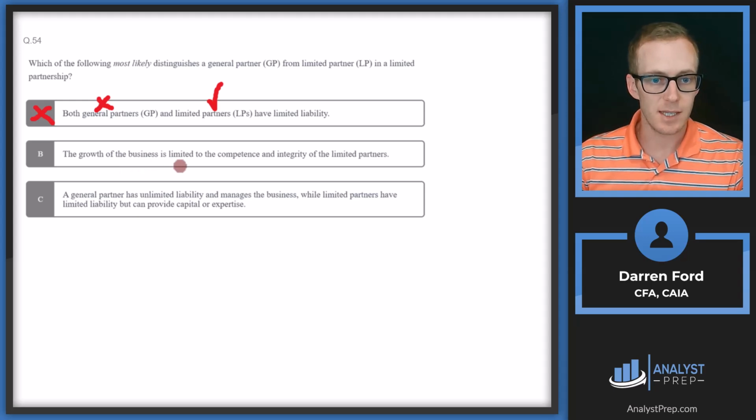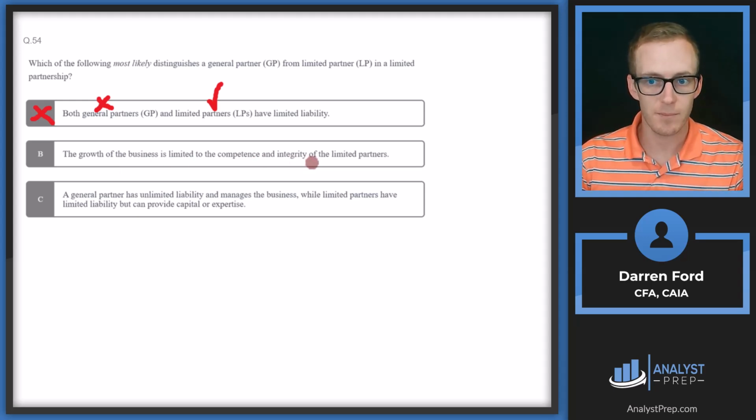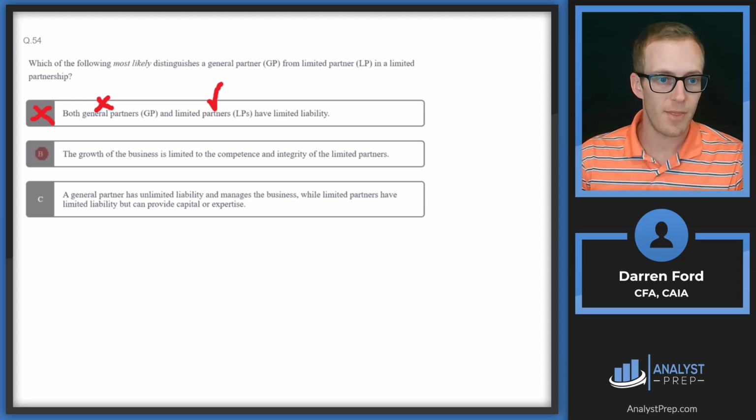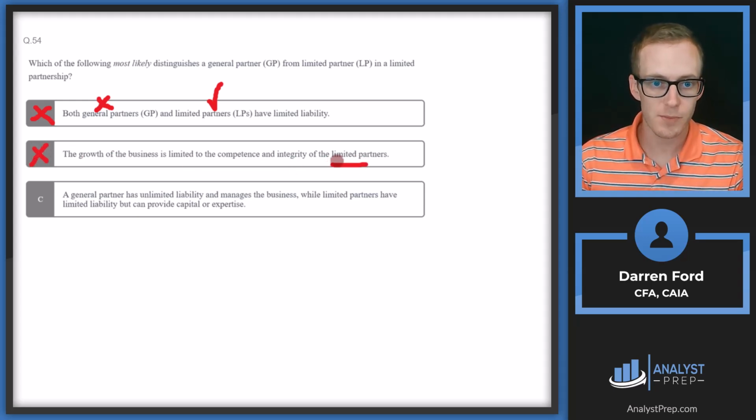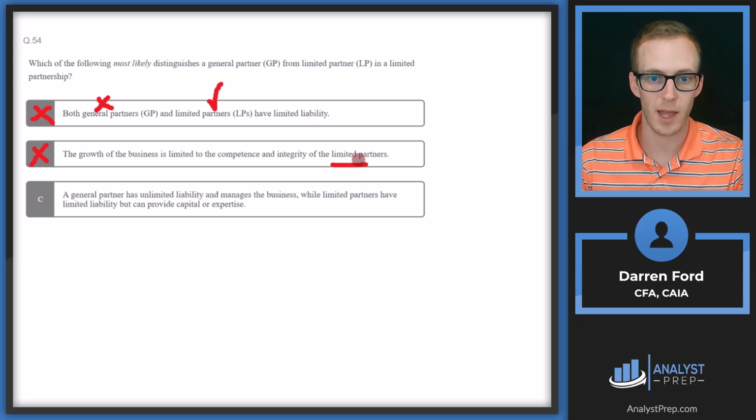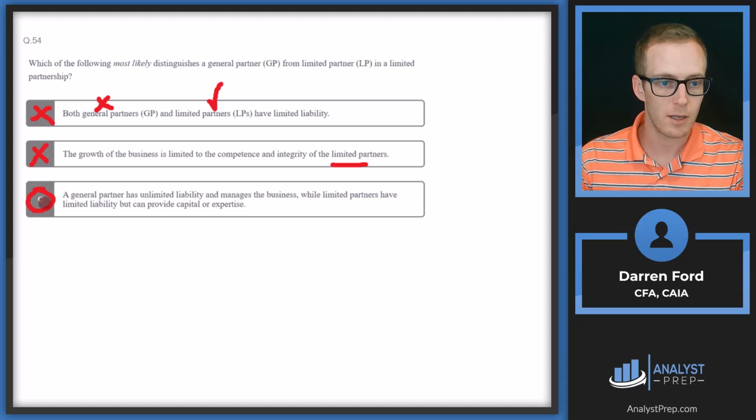B, the growth of the business is limited to the competence and integrity of its limited partners. That's also going to be incorrect. This would be a correct statement if it said general partners. The general partners are going to be the ones running the business, and so their competence and integrity is going to be much more important than the LPs, who are just going to be the passive investors. So this should be C. A general partner has unlimited liability, correct, and manages the business, correct, while limited partners have limited liability but can provide capital or expertise. That's also correct.